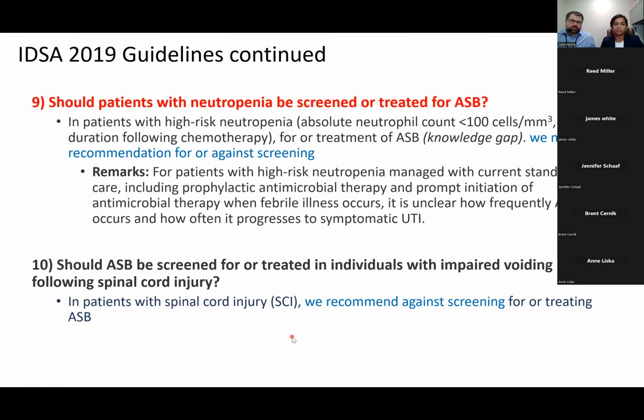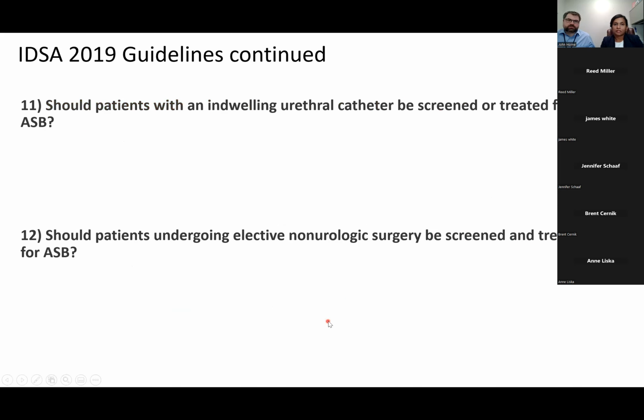Right. But if they come in with just a smelly catheter, sometimes there are clinicians who would treat that, but it's really important not to do that, because when they need antibiotics, we want the antibiotics to work.